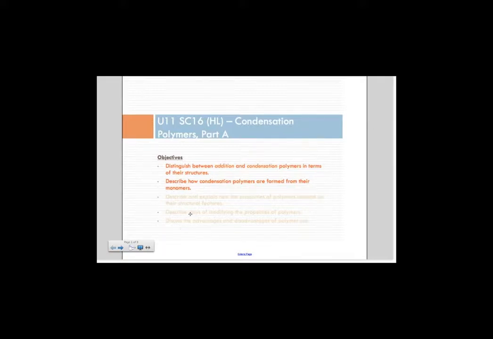These last 3 objectives should look pretty familiar because they're identical to objectives that we had in the addition polymer section. Okay, in these 2 screencasts we're going to be going through a number of examples of condensation polymers. You don't need to know them in detail. They are going to be examples that you may see on the IB exam, so you can copy them down if you wish, but it's not necessarily required. You're not going to be asked to reproduce them. I will do my best to highlight when you should be writing things down.